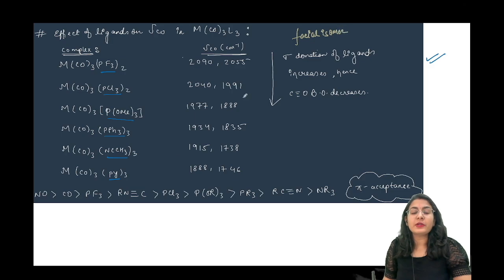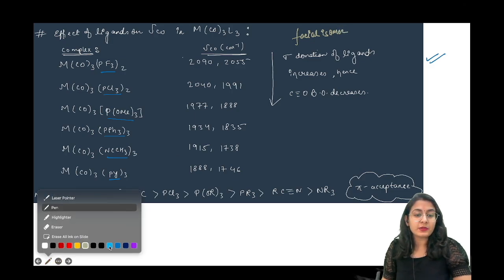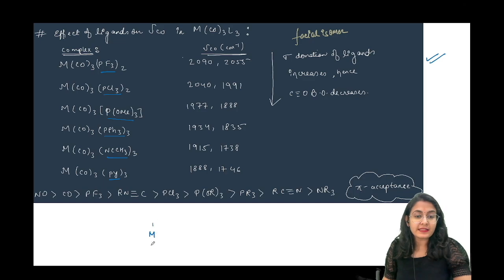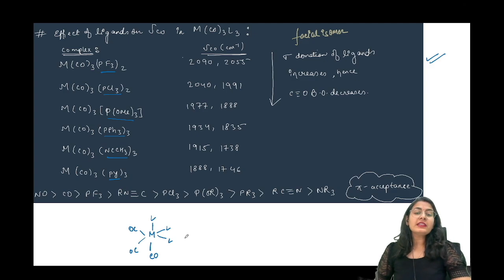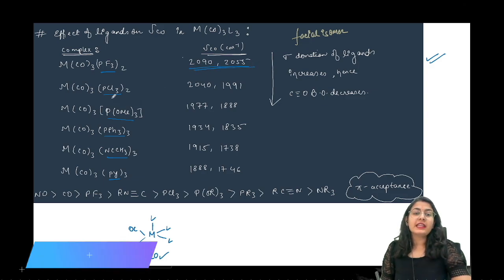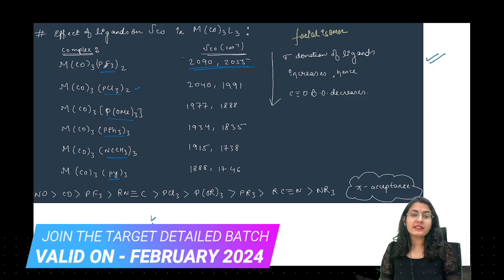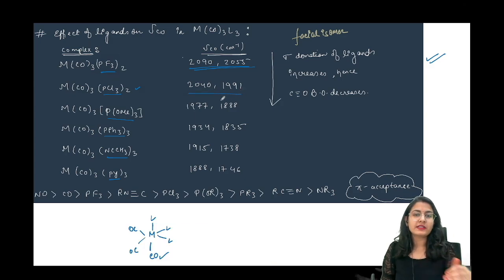Why the facial isomer? Because in the facial isomer, the metal has two different types of ligands, L, L, L, and these are going to be exactly opposite to the carbonyl. That's why the facial isomer. So in the facial isomer, what is the direct effect of this ligand on the carbonyl stretching frequency? If the ligand is a poor sigma donor, like PF3, then the frequency is going to be high like this. Then this one is a slightly stronger sigma donor as compared to PF3, so a little bit lower frequency. Then this is still a better sigma donor, so still lower.